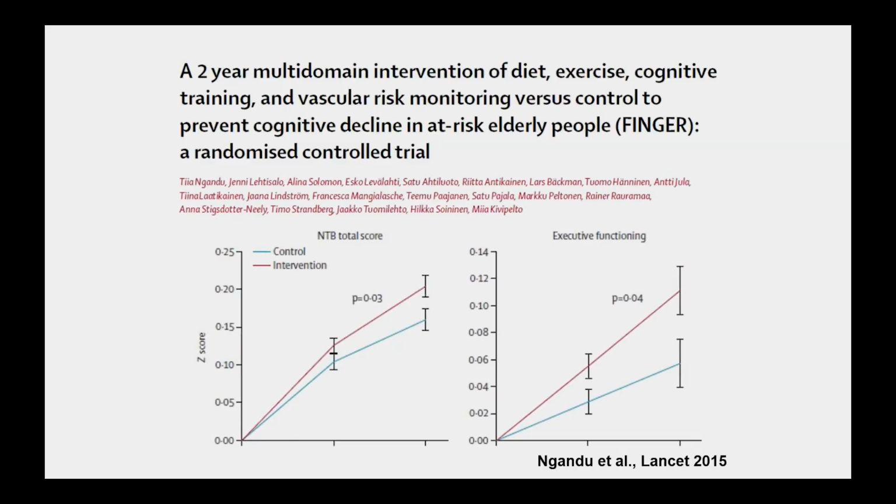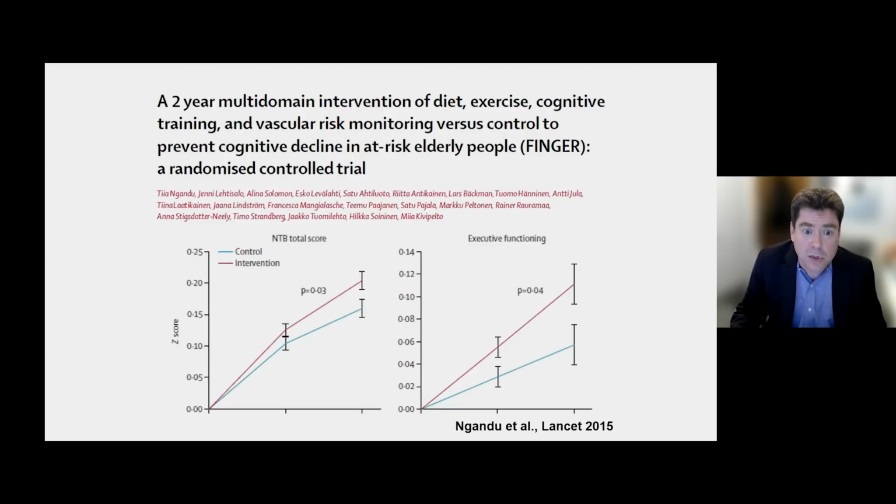This is a study out of Finland, and this is my last slide, which looked at a very intense multi-domain intervention of diet, exercise, cognitive training, vascular risk monitoring in older people who were at risk for Alzheimer's disease. And actually, even more than the antibodies and the fancy treatments, this intense lifestyle intervention showed an effect in improving cognition compared to the control condition. And so there is a lot that we can do in terms of our lifestyle choices to moderate our risk of developing the disease, even if we are at risk.